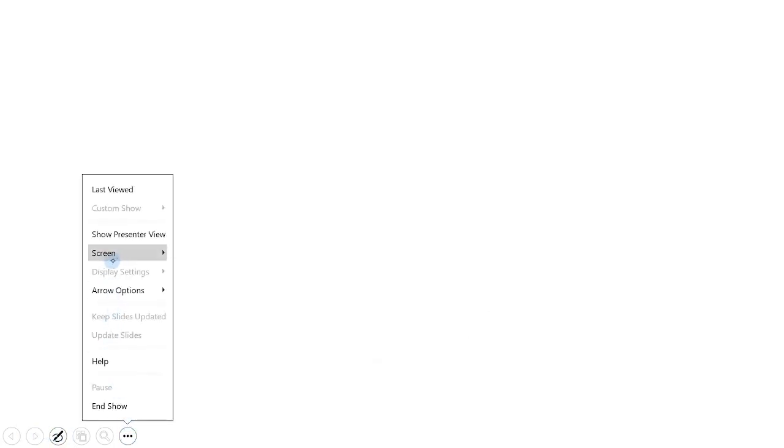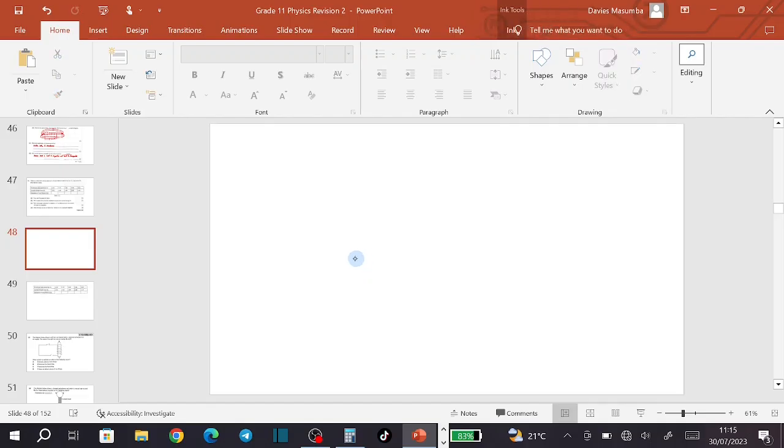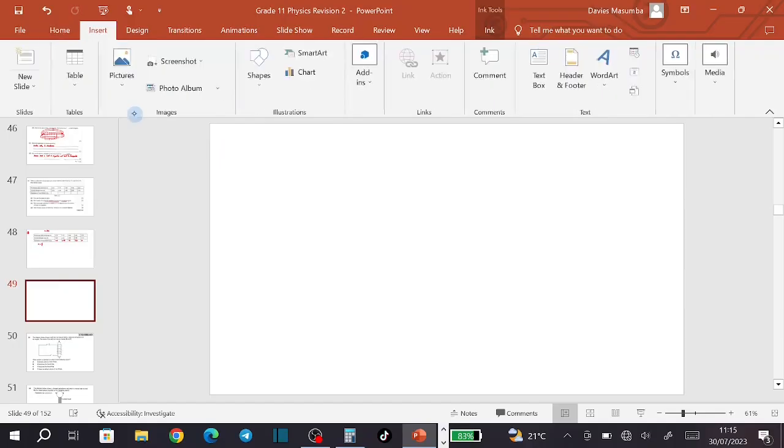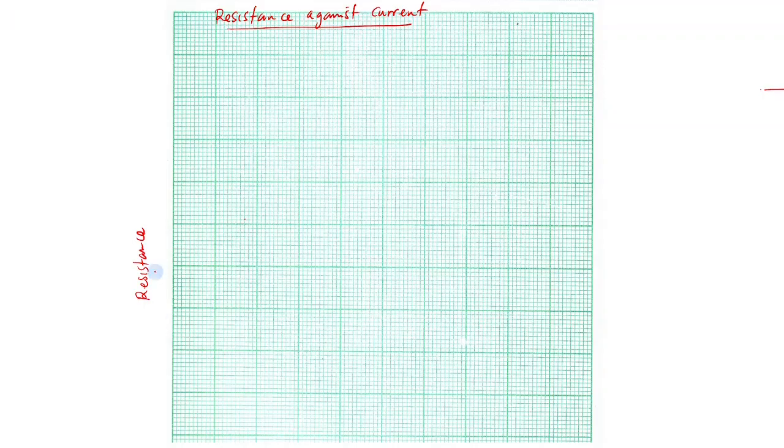So let's see. I'm going to plot it in here. So I'll just get the graph. So let me just insert the graph. This side will be resistance, then this side will be current. So if you come here, resistance, I've put it in ohms. Then here you can put current in amps.